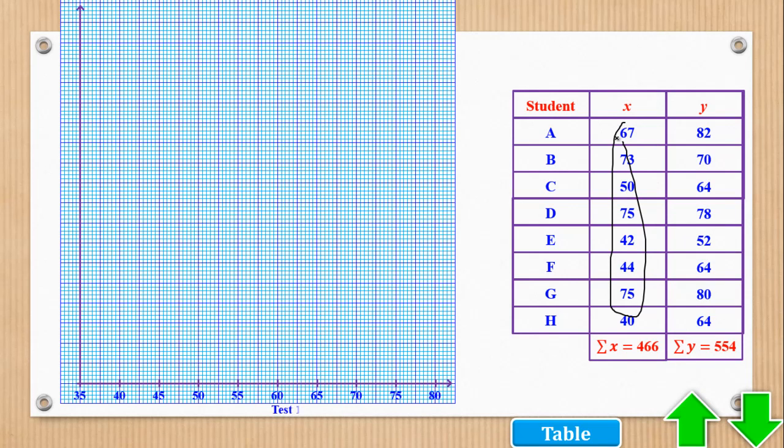Then you can get a scale for the horizontal axis so that all these points fit. Do the same, and you have to label it, test 1. Then do the same for the vertical axis, get a scale so that all those points fit. And that will be test 2. Then you can start plotting.